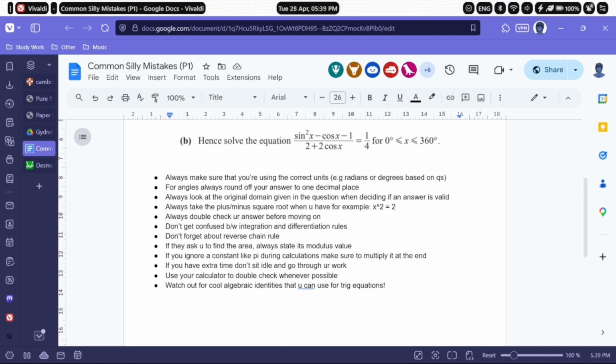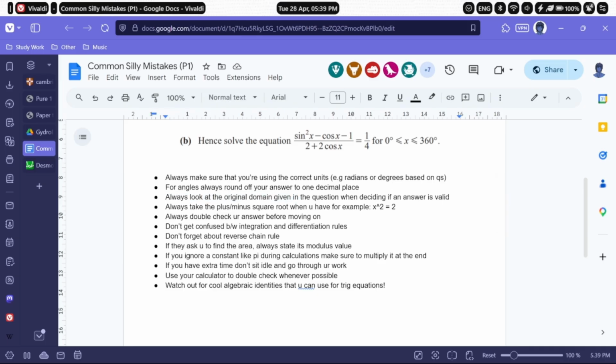Moving on, for angles, just keep in mind that you always have to give it to one decimal place. Whenever your answer is in fractions, make sure that you write it in fractions. Don't make it messy by writing it in decimals. The same goes for Statistics S1 as well. Otherwise, if there's some place where you have to write it in decimals, I would say just write it to 3 SF. Moving on.